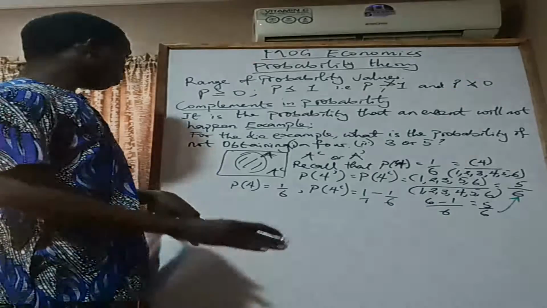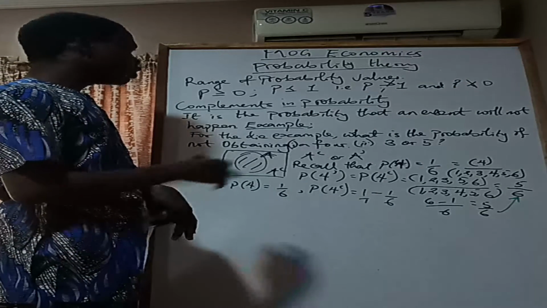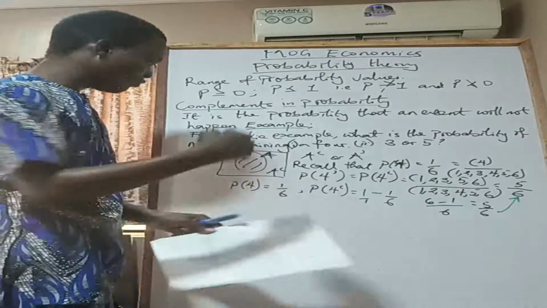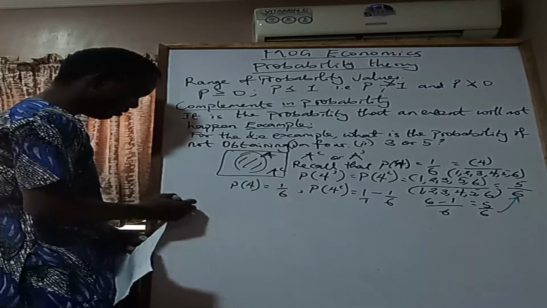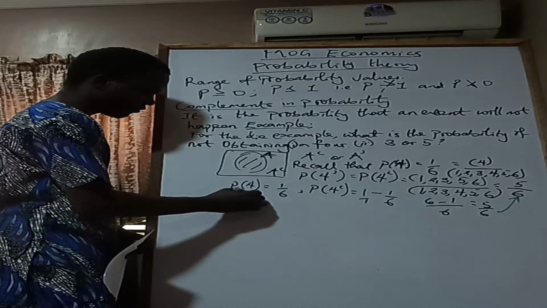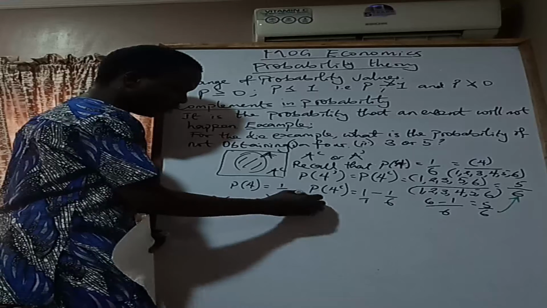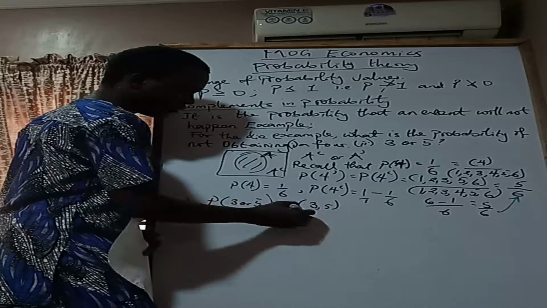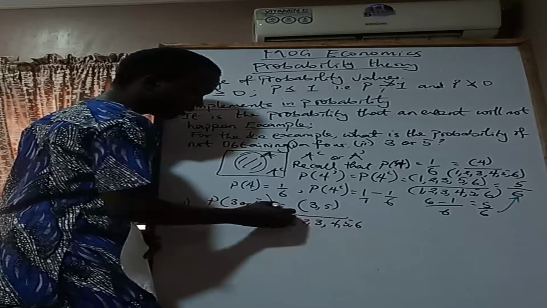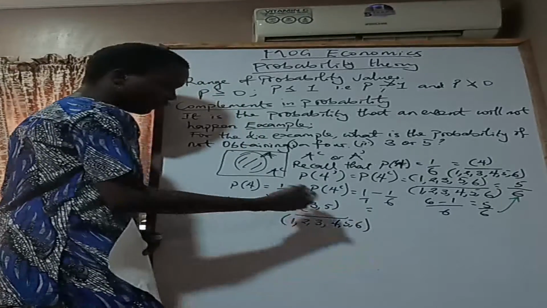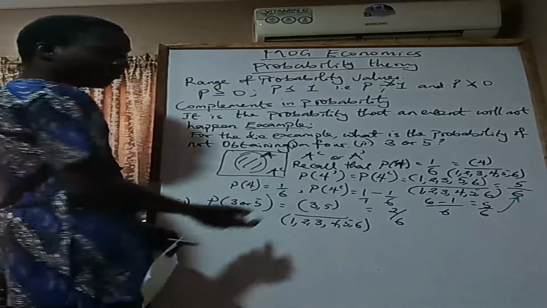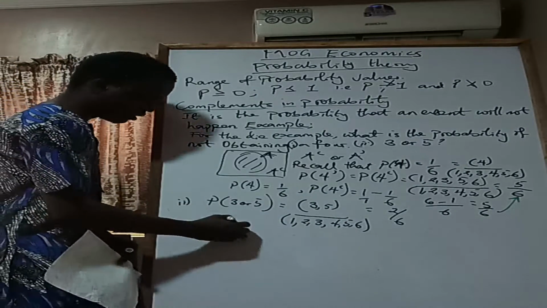Now the next thing, which should be the last one we're talking about in this video, is the probability of not obtaining a 3 or 5. Let me call that II. If we're looking for the probability of 3 or 5, we are saying we have either 3 or 5 out of the entire sample space 1, 2, 3, 4, 5, and 6. In essence, the probability of 3 or 5 is 2 over 6. Do you get it?